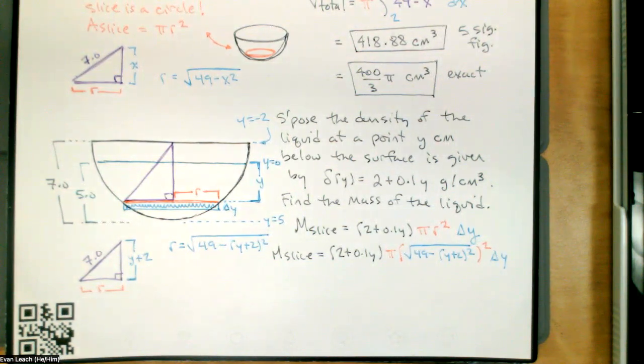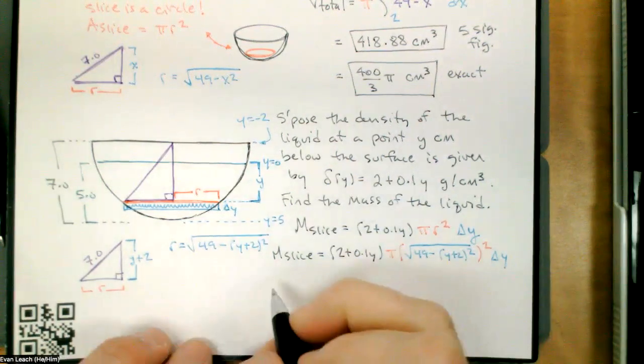Then for our total mass, there's 3 things that we need to do. Most significant, get the interval correct. We're going to be integrating from 0 to 5. Number 2, we're going to simplify our expression so we have to type less. And number 3, our delta y needs to become a dy. Else I'll take off 1 billion points. I'm just kidding.